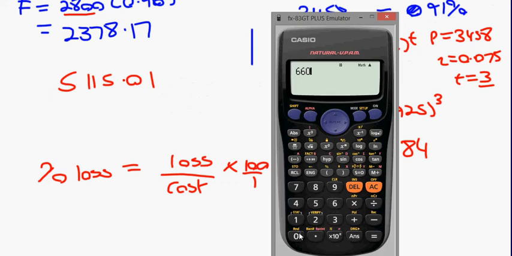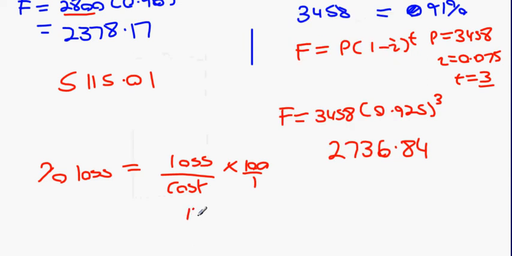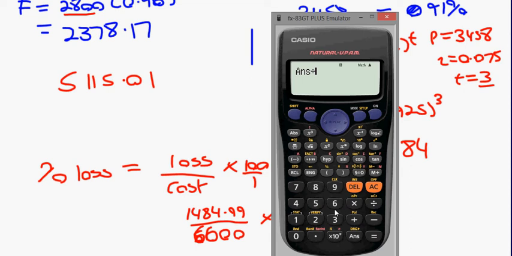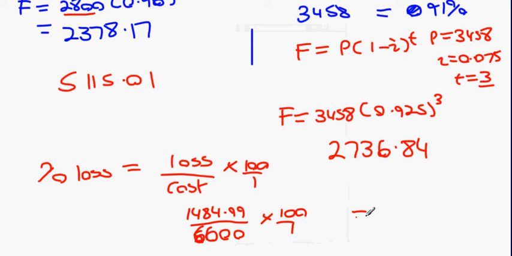So 6,600 minus 5,115.01, and what we get here is 1,484.99, divided by our cost, which is 6,600, multiplied by 100 over 1. So divide this number by 6,600, multiply by 100, and we get about 22.5, so 22.5% is our percentage loss there.